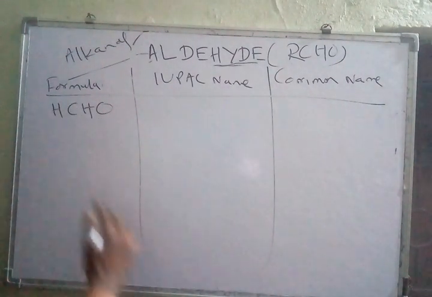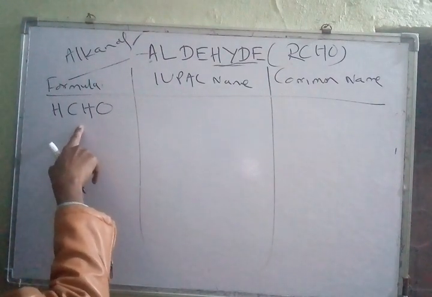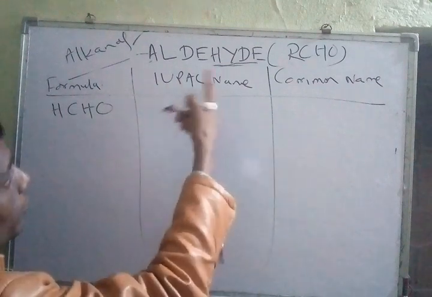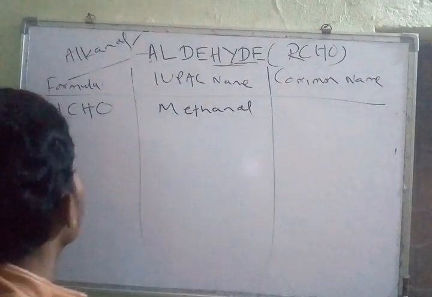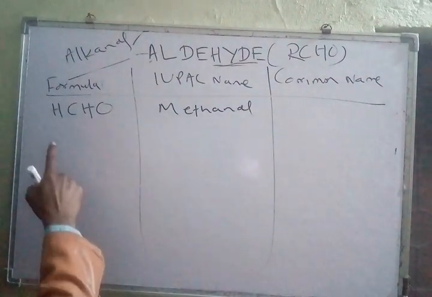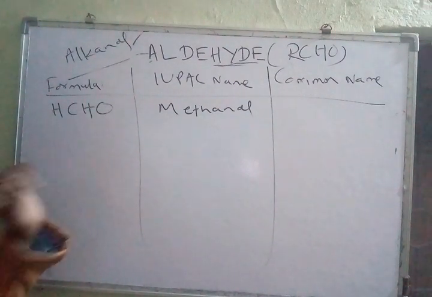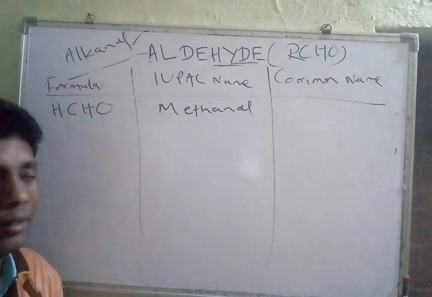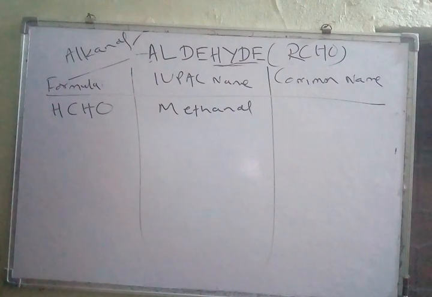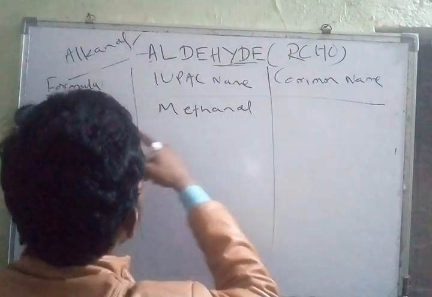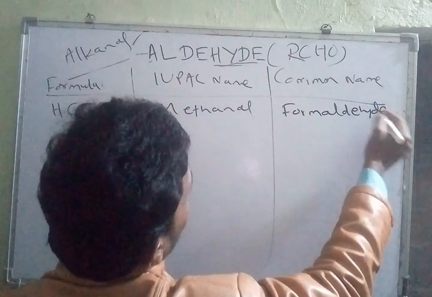Now, what is the IUPAC name here? As there is only one carbon atom, it will be alkanal, that is methanal. Clear? This is the IUPAC name of the compound HCHO. And the common name, which is generally used, you should keep in mind while reading and writing. For one carbon the prefix form is used. Form plus aldehyde, that is formaldehyde. Clear? This is the common name.